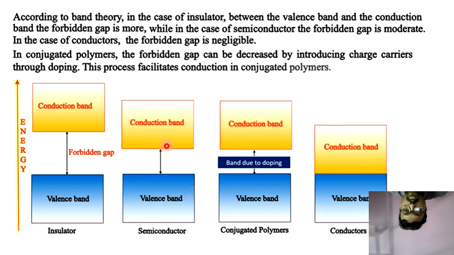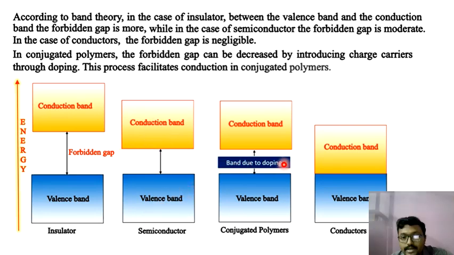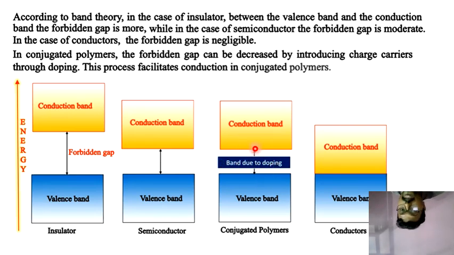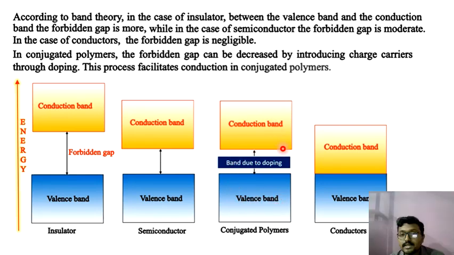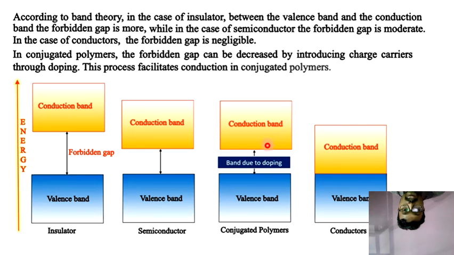But if we use some dopant, then the dopant will add a band here, the band due to dopant. Then the gap between valence band and conduction band actually decreases, because electrons move from the valence band to the dopant band and from the dopant band to the conduction band. Like that it is going on. So the electron has to travel a smaller energy gap. Because of that, conduction increases. Right.